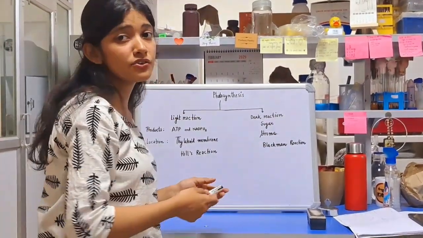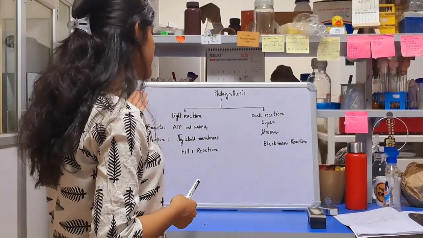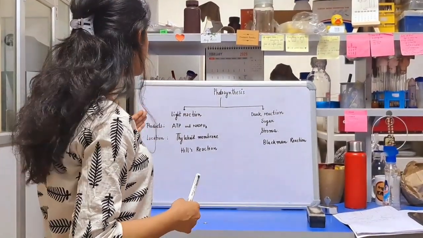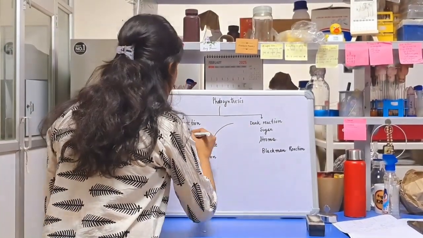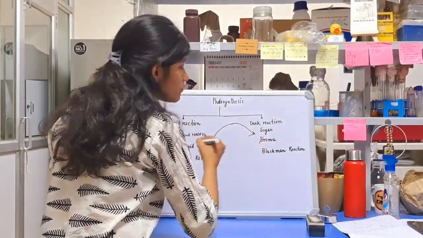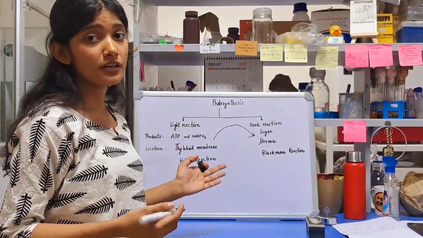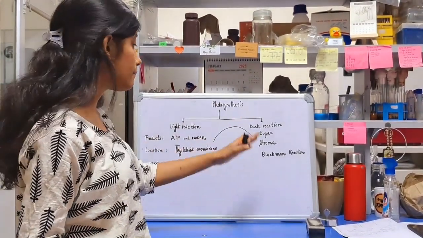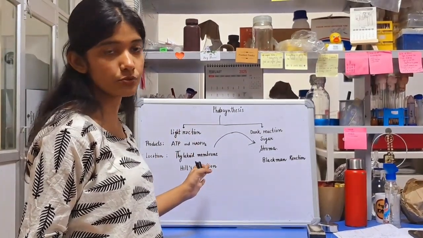Basically, dark reaction doesn't mean that it takes place in dark. The light reaction takes place in light. It forms ATP and NADPH2, and by using this ATP and NADPH2, this sugar molecule is formed. So we cannot say that dark reaction can take place in dark, because it depends on the product of light reaction, that is ATP and NADPH2.